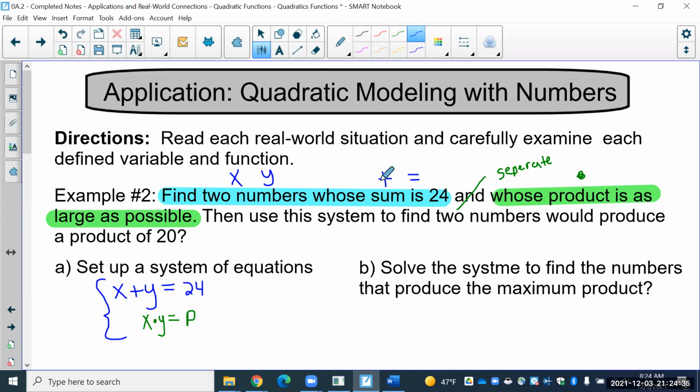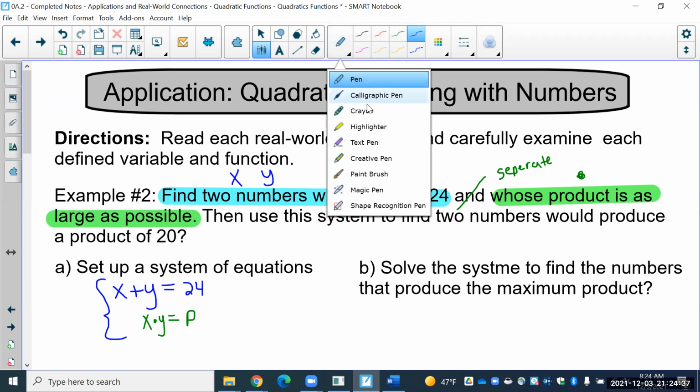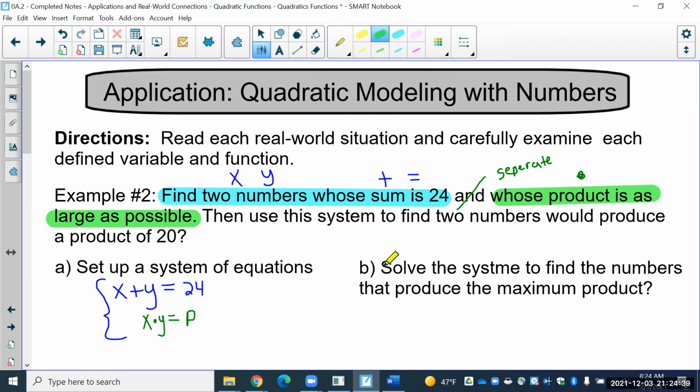And in order to solve this system, we have to solve it like we would solve any system from Algebra 1 or 2. We need to plug one equation into the other. It would be very easy to solve this for y and get negative x plus 24. You could solve it for x or y, but most students are used to solving it for y. And then you're going to plug that back into here.